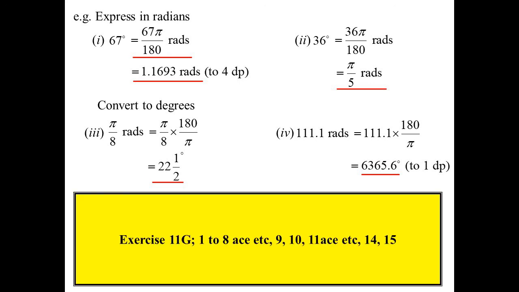Okay, so 11G is just playing with the conversions, some of those common questions we saw before, but using radians instead of degrees. So getting familiar with radians.